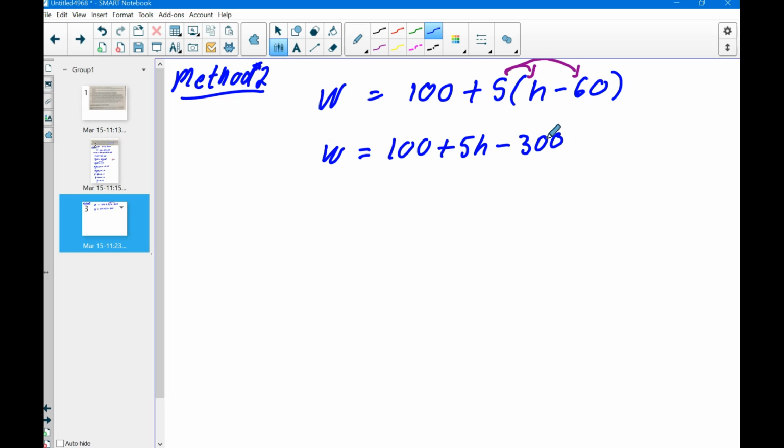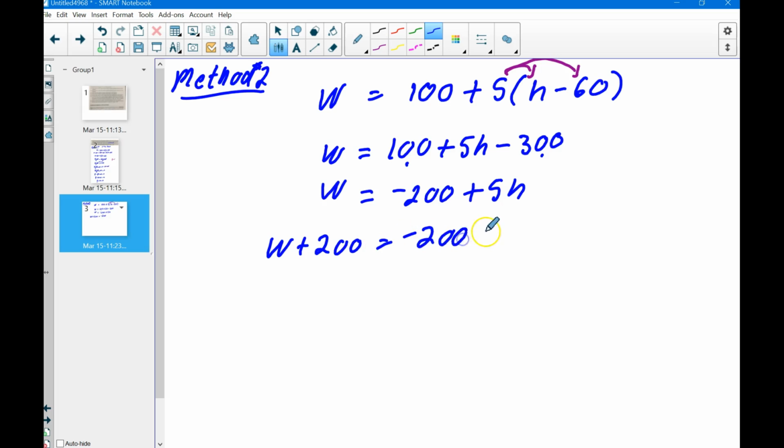Okay? This might even be a little simpler for you to see if you're not comfortable doing the way I did it last time. So in any case, I have 100 minus 300. That's going to give me minus 200 plus 5H. And my W is still over here. I bring the 200 over by doing this. I go W plus 200 equals minus 200 plus 200 plus 5H. And notice the 200s here will disappear because they're equal to 0.